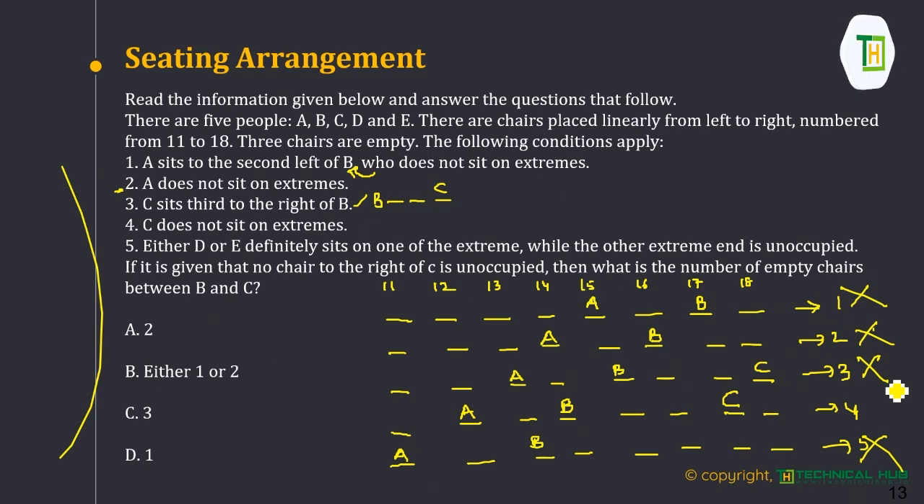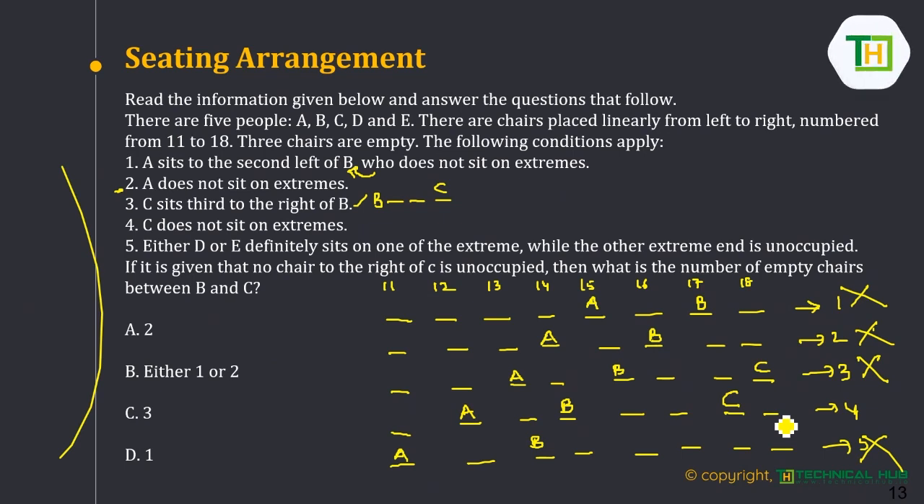Next condition: either D or E definitely sits on one of the extremes. One of the extremes means in this place or in this place. Either D or E means anyone; if D is taken at the extreme, E is not taken at the extreme place. Either D or E, only one should be taken at the extreme place. So D or E definitely sits on one of the extremes, while the other extreme end is unoccupied, meaning an empty place.